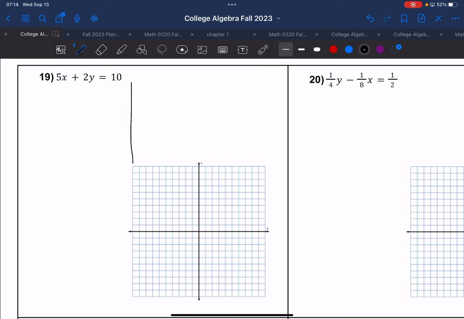So first I'm going to do the x-intercept. So I'm going to be plugging in 0 for y. So 5x plus 2 times 0 is equal to 10.